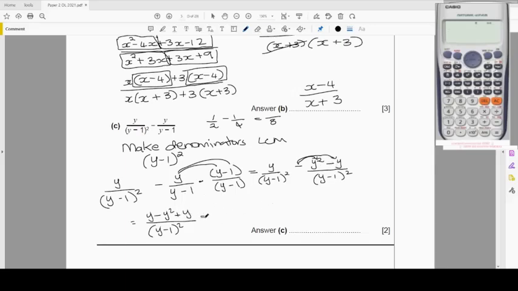Okay, and then from here we can rewrite this as 2y minus y squared over y minus 1 squared. Now in the numerator you can see that y is a common factor, so you can go ahead and factorize that. So we take out the y in the numerator, then we'll have 2 minus y, and then in the denominator we have y minus 1 squared. So my final answer in its simplest form is y times 2 minus y over y minus 1 squared.